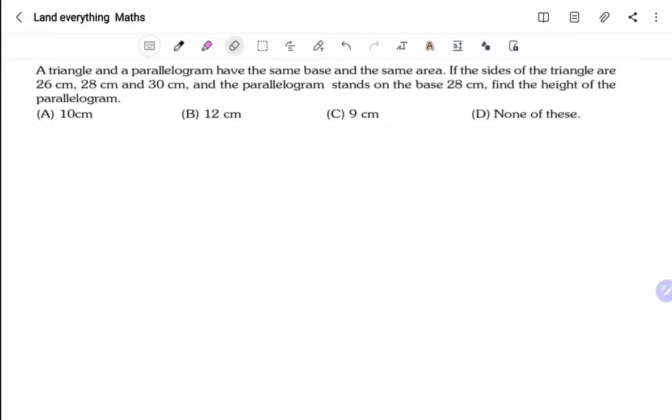Hello everyone. Today I am going to explain a question in Heron's formula. A triangle and parallelogram have the same base and the same area. If the sides of the triangle are 26 centimeters, 28 centimeters, 30 centimeters, and the parallelogram stands on the base 28 centimeters, find the height of the parallelogram.